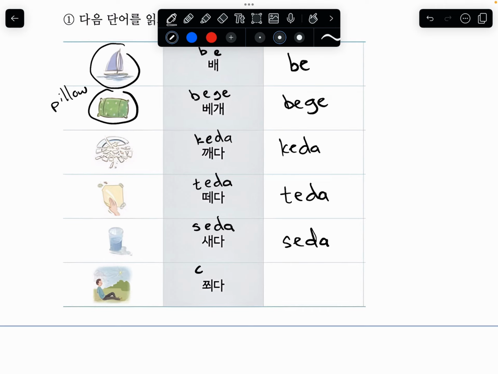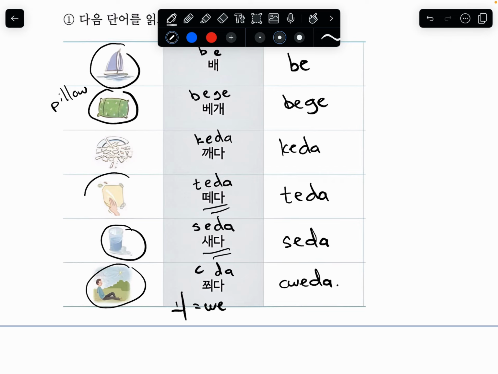We have C, and then this one is we. This one is D, this one is A. So the sound will be chueda. Okay, chueda. So chueda is resting. Seda is spill out, tumpah. Teda is you try to tear something, like remove sticker, and then keda means break. Okay.